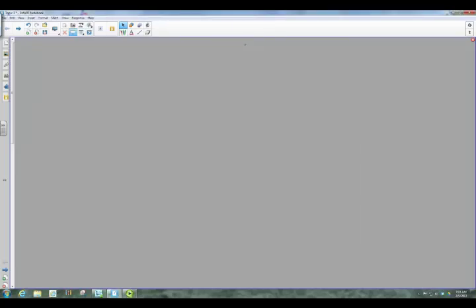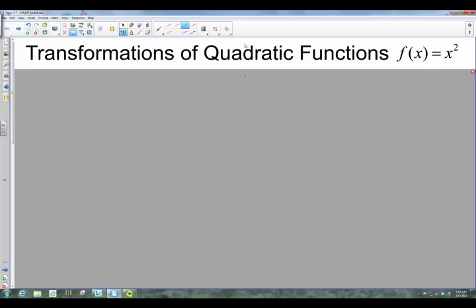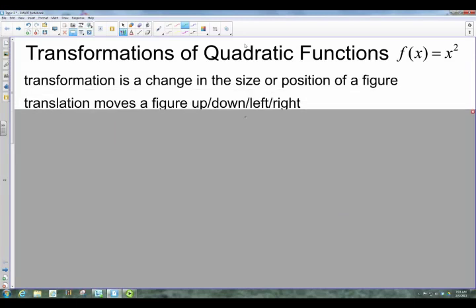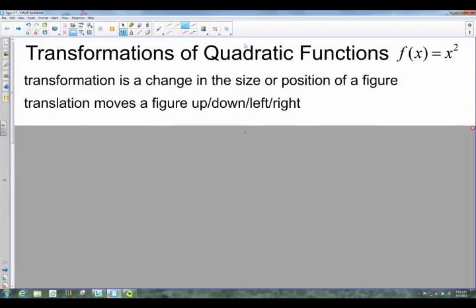Alright, welcome back everyone. Today we're going to be looking at the next section as we move along, which is transformations of quadratic functions. Okay, so quadratics, remember, are the ones that have the f of x equals x squared. Now a transformation is a change in the size or position of a figure. So making things bigger, flipping things around, moving things up, down, left, right, those are all considered transformations.